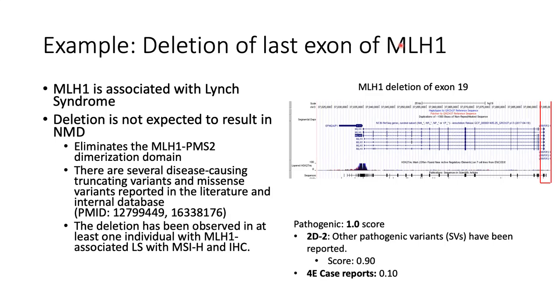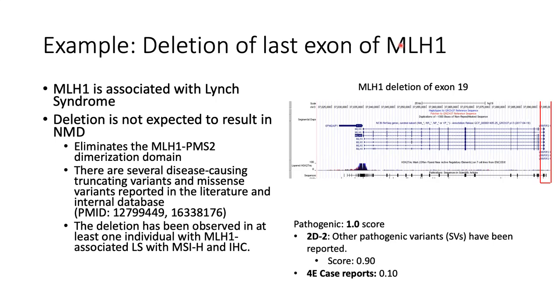So what happened here is that this truncated MLH1 protein is missing the MLH1 and PMS2 dimerization domain. These proteins work as a dimer to be able to repair DNA. And when that dimer is lost, they cannot do that mismatch repair. On top of that, there are several disease-causing variants, both truncating and missense variants, reported in the literature throughout that domain. So we know that that domain for sure is important for protein function, and that if it's missing, it will result in disease. Therefore, I would apply a higher score, leaning towards 0.9.